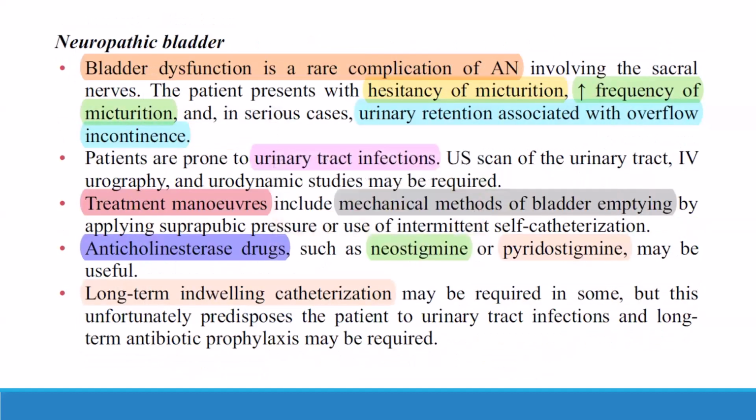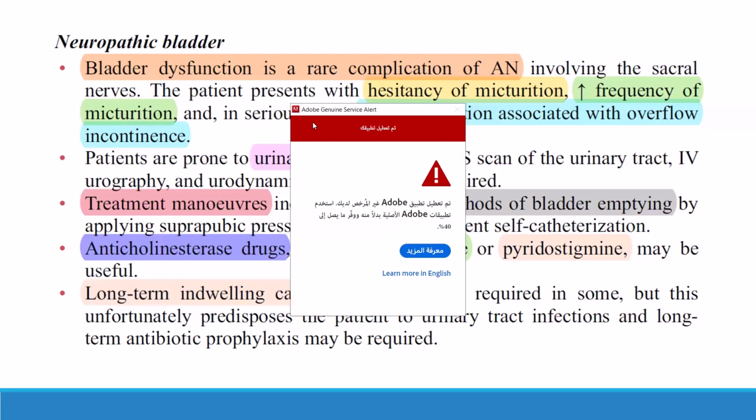A neuropathic bladder is a rare complication of autonomic neuropathy, causing hesitancy of micturition, increased frequency of micturition, urinary irritation associated with overflow incontinence. Of course, the patient is prone to urinary tract infection, and the treatment maneuvers include mechanical methods of bladder emptying. Anticholinesterase drugs such as neostigmine or pyridostigmine can be used and are helpful. Long-term indwelling catheter can be used.